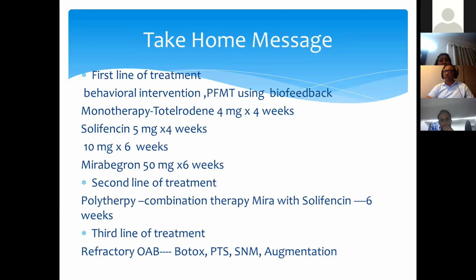So I would say for my junior colleagues that you define your first line of treatment. For me, it is behavioral modification, pelvic floor muscle training, if biofeedback is available, along with monotherapy. This is my own practice. So tolterodine 4 milligram or solifenacin 5 milligram for 4 weeks. If this is effective, continue using for 12 weeks. If this is not, label it as refractory OAB, but before you label, add solifenacin 5 milligram, give a trial for another 6 weeks, and then jump on to, I know only Botox, so I jump onto that.